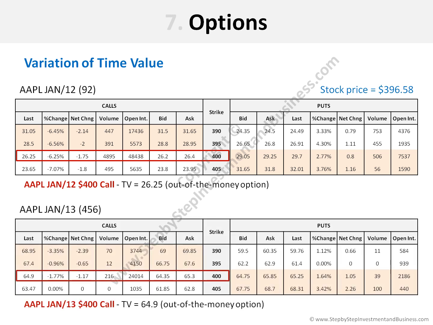Finally, if we look now at the option chain below, we can see the options that expire in January 2013, which expire in 456 days. In this case, for the option that we have been analyzing, the premium, and therefore the time value, is 64.9. As we can see, it is a value higher than the 26.25 of the previous option.